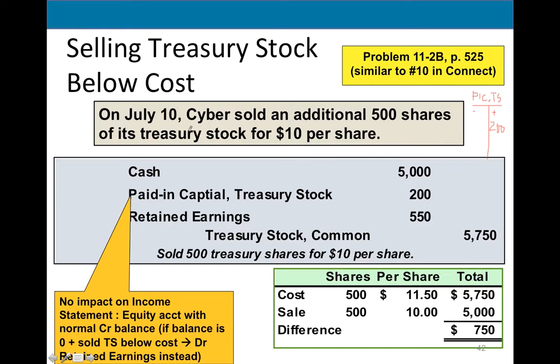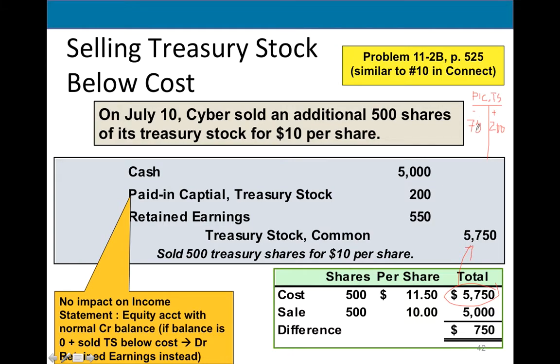So right here in July, we sell 500 shares at $10 per share. My original cost was $11.50, so I'm losing $1.50 on every share. So I receive cash of 5,000, but I have to credit treasury stock at cost, right? So 500 shares multiplied by 11.50, this is where 5,750 comes from. And so I pretty much lost 750, right?